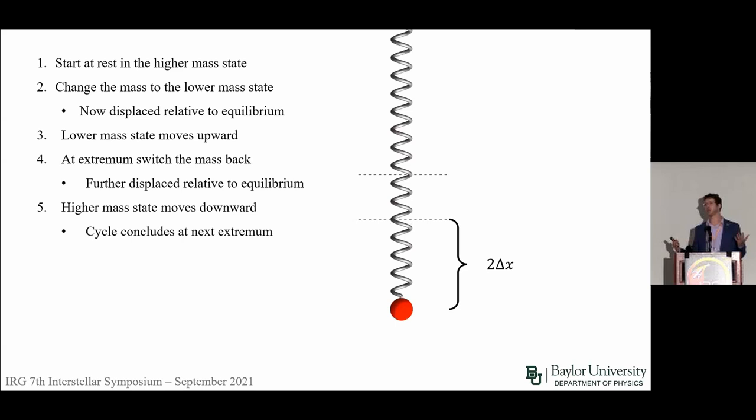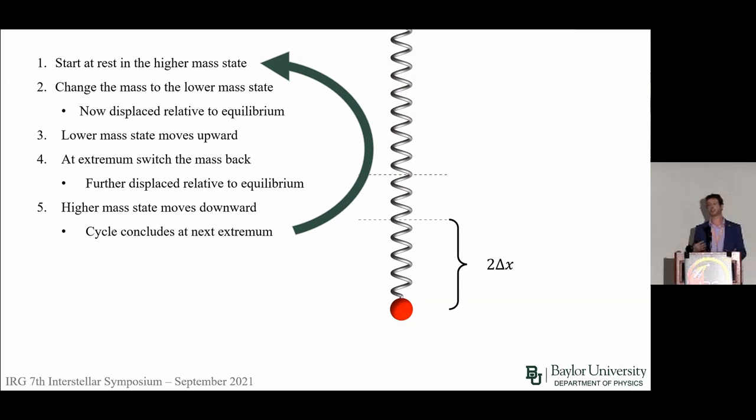By only changing the mass of our object, we are able to displace the system and cause driven oscillations. This can be repeated as many times as necessary, and with every subsequent cycle, we have an additional 2 delta X displacement below the previous position.